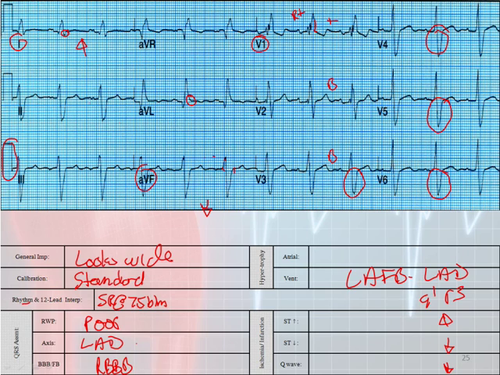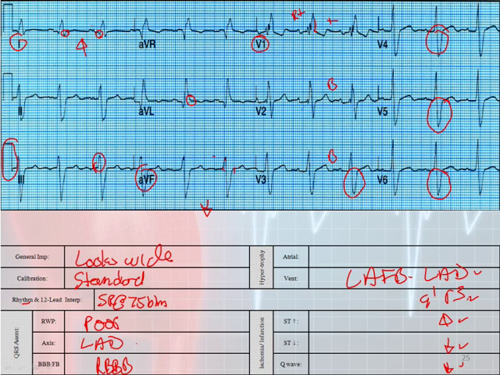Do we have a Q1, R3? Well, let's look up here. You do have a Q wave in lead 1, and you do have an R wave in lead 3. So we have our Q1, R3. So we have our left axis, our Q1, R3. Now is lead 1 up, 2, and 3 down?